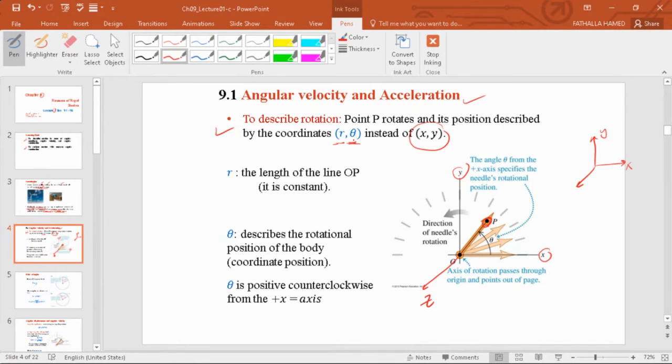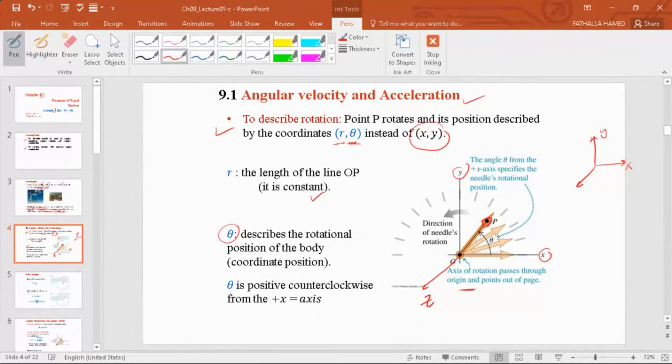Now, we made an assumption that the object is a rigid object. So this point P here is not going to change its position. So relative to the axis of rotation here, which is the z-axis, this length is not going to change. It's going to stay constant. What is going to change is the angle that the object is rotating through, which is theta.